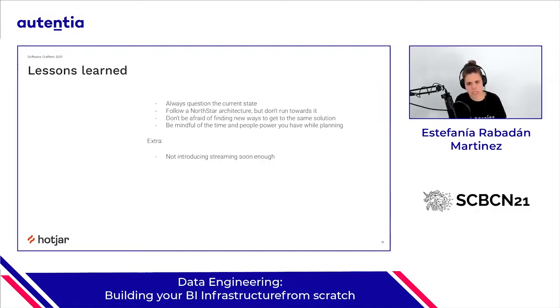The second one, and I think this can be used in data engineering and in general, is to follow that North Star architecture that I showed you, but don't run towards it. The biggest mistake that I made was building that from scratch by myself. When I achieved it, it was good, but the journey was very harsh and it wasn't worth it, because you can make things better if you iterate and have smaller goals to tackle. And I think this is general. This is not just data engineering.